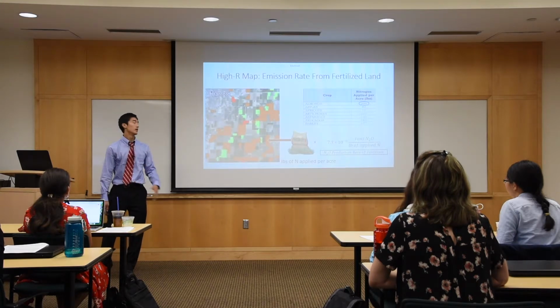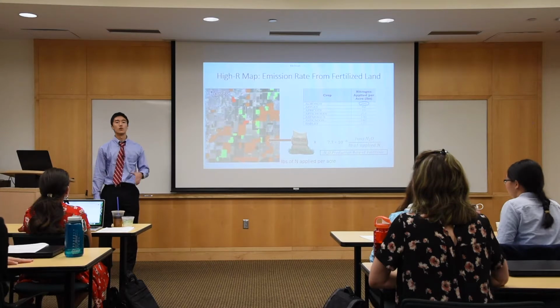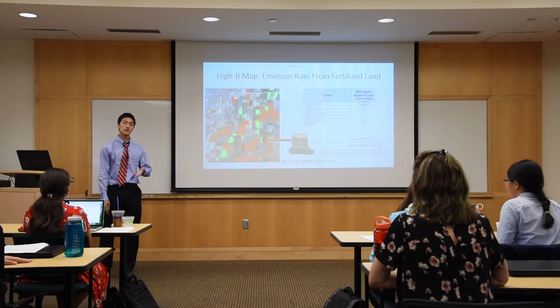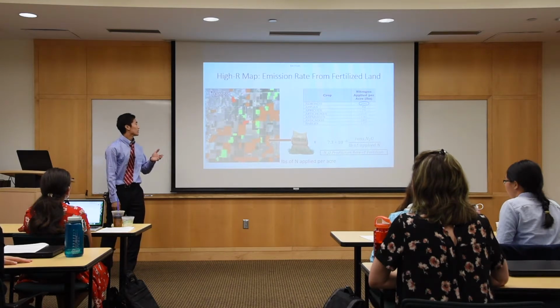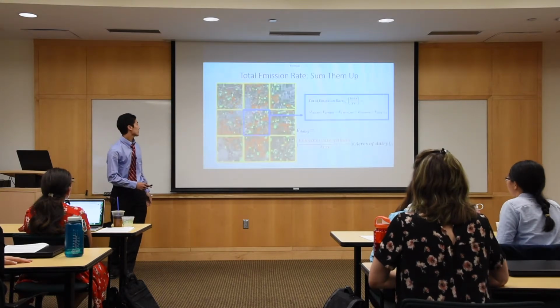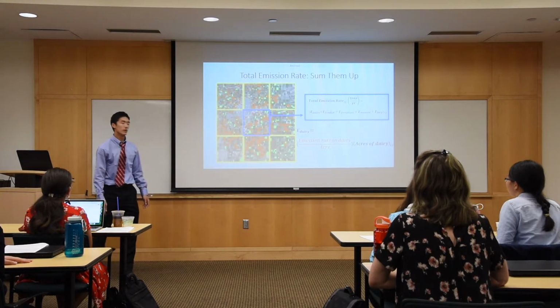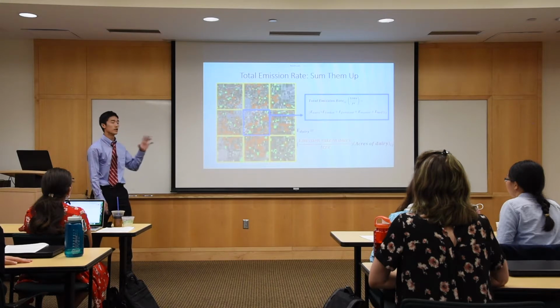So for fertilized land, it's a little bit different because a different amount of fertilizer is applied for different croplands. But as long as we know what kind of croplands we have in each grid, which we know from the GIS data, we can multiply that by the N2O production rate of fertilizer, which is given by the CARB inventory, to come up with how much emission is coming from fertilizer in this grid. So at the end, I can sum all this up to come up with the total emission coming from each of the grids.